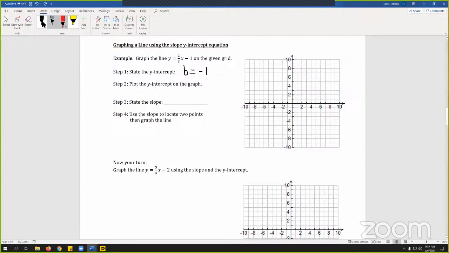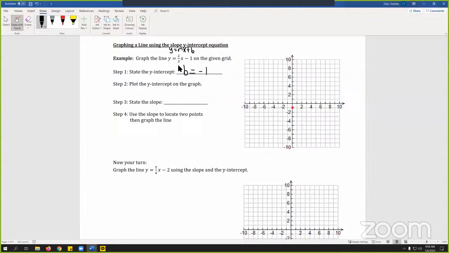So the first one, step 1, the y-intercept, once again, is from here, right? Because we have to remember when we look at the equation, we're looking at y equals mx plus b. So we know that the y-intercept is the b value. That's -1. Then step 2 is to plot that point on the graph. So -1, we find it on the y-axis here, and that's going to be this point right there.